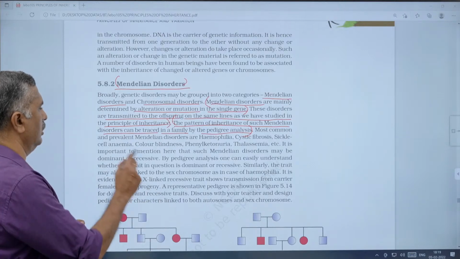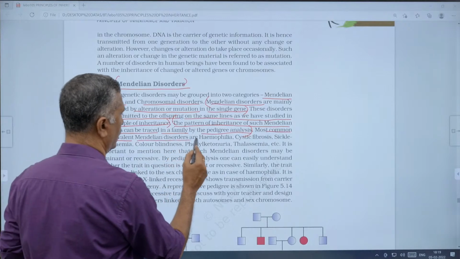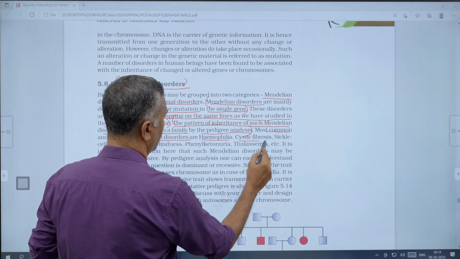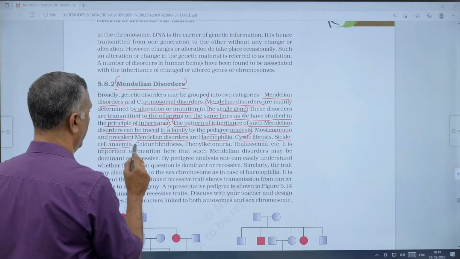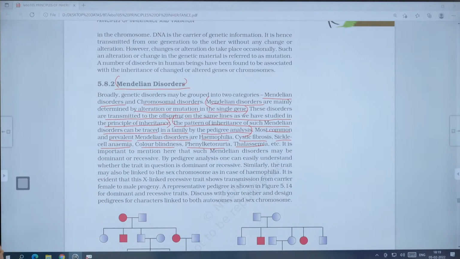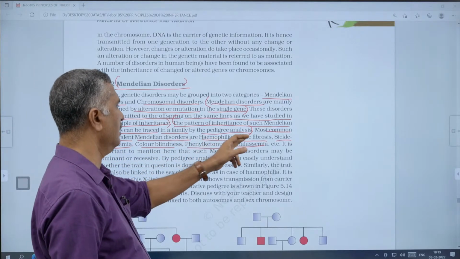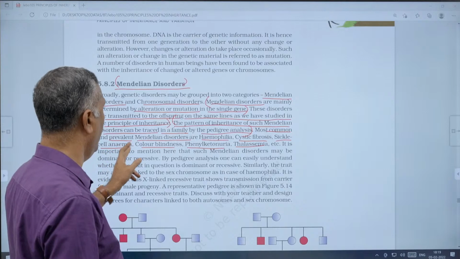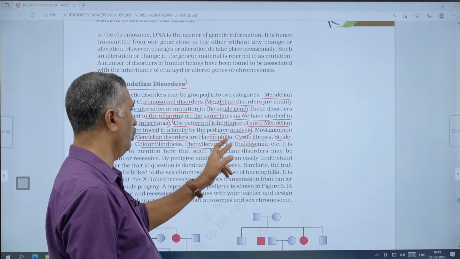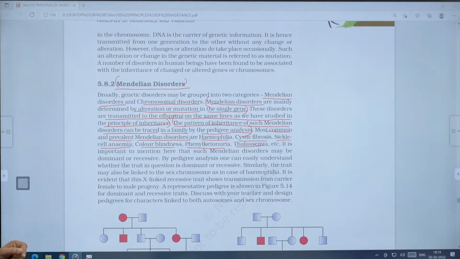The most common and prevalent Mendelian disorders are hemophilia, cystic fibrosis, sickle cell anemia, color blindness, phenylketonuria, and thalassemia. These are the 6 Mendelian disorders.